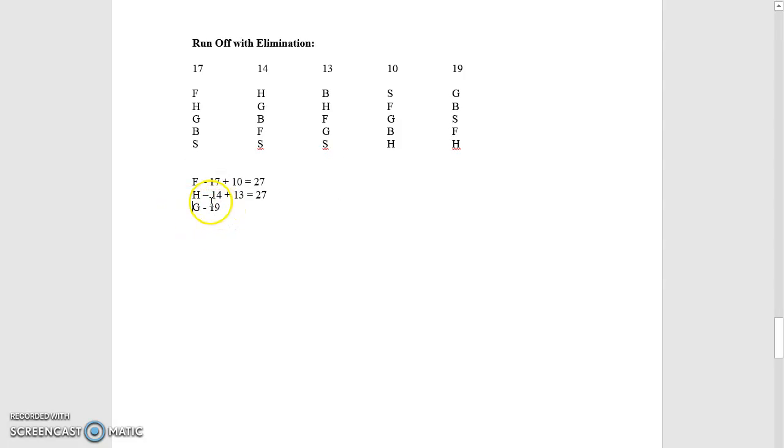But now the G goes away, and those 19 votes go to B, which is gone. They would go to S, which is gone. So now they have to go to F. So I go to my F, I add 19 to that, and I get a score of 46. So runoff with elimination, I'm getting a winner, F, with a score of 46.